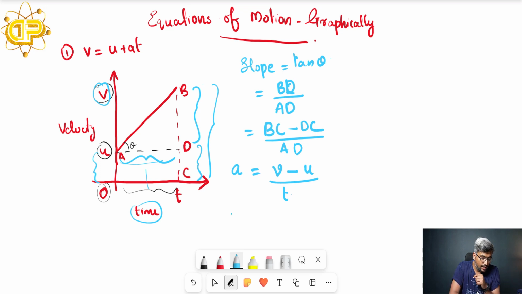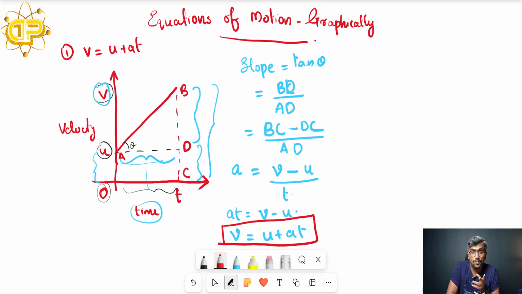So A is equal to V minus U by t. From there you will get AT is equal to V minus U. From there you will get the answer, that is V is equal to U plus AT. So here is the first equation, V is equal to U plus AT. Simple thing: you take a velocity time graph, find out the slope, and you get the acceleration, and the value you got is V is equal to U plus AT. As simple as that. It is much simpler than the analytical method.